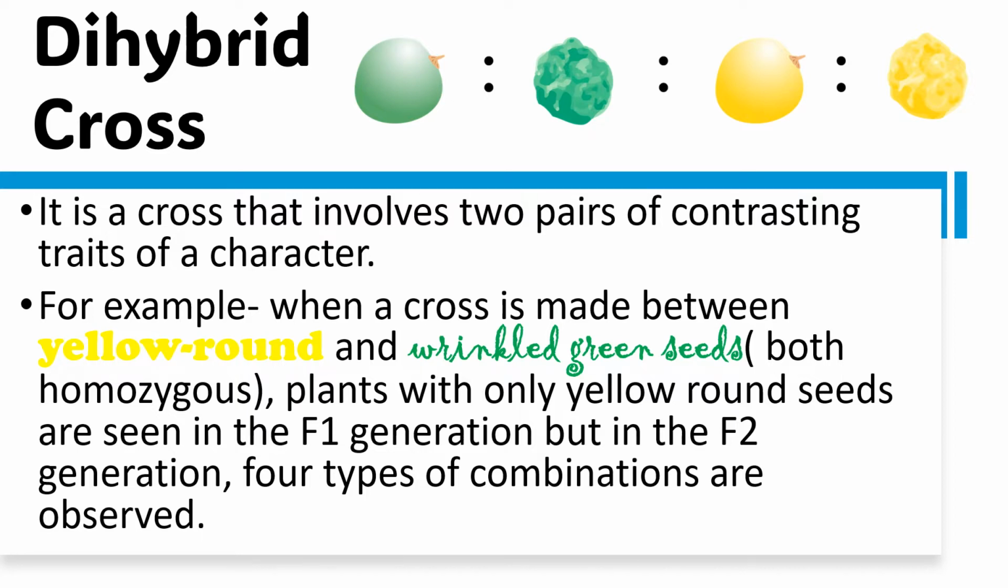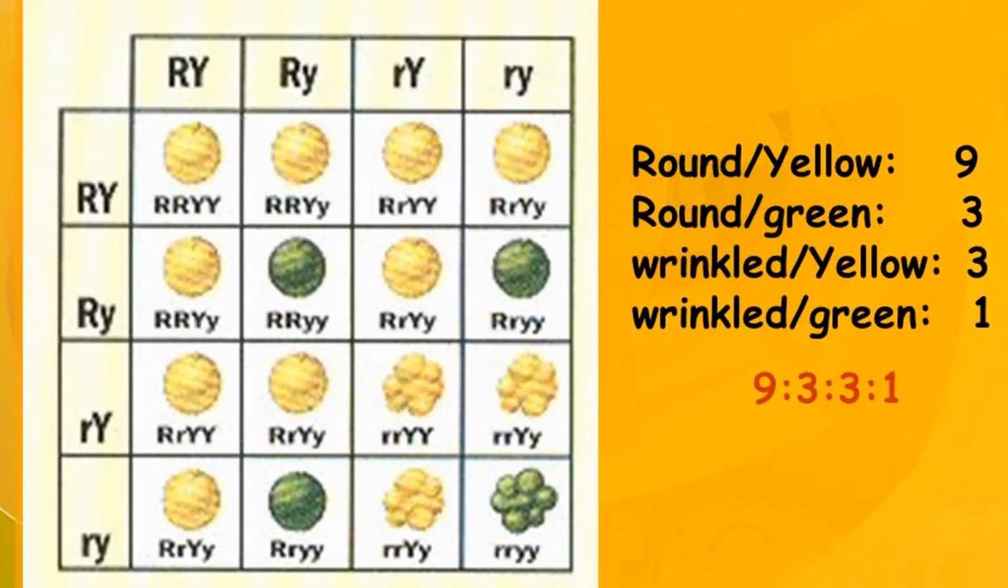It is a cross that involves two pairs of contrasting traits of a character. For example, when a cross is made between yellow round and wrinkled green seeds, which are both homozygous, plants with only yellow round seeds are seen in the F1 generation, but in the F2 generation, four types of combinations are observed. So let's take, for example, we have two characteristics here.